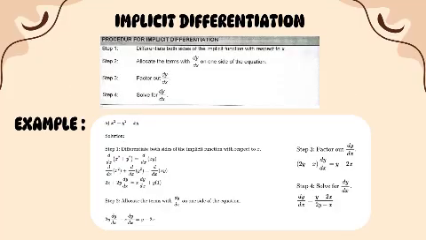And for the fifth technique, implicit differentiation, the procedure for implicit differentiation is: Step 1, differentiate both sides of the implicit function with respect to x. Step 2, allocate the terms with dy/dx on one side of the equation. Step 3, factor out dy/dx. And step 4, solve for dy/dx. And here is the example when we use step 1, step 2, step 3 and step 4.